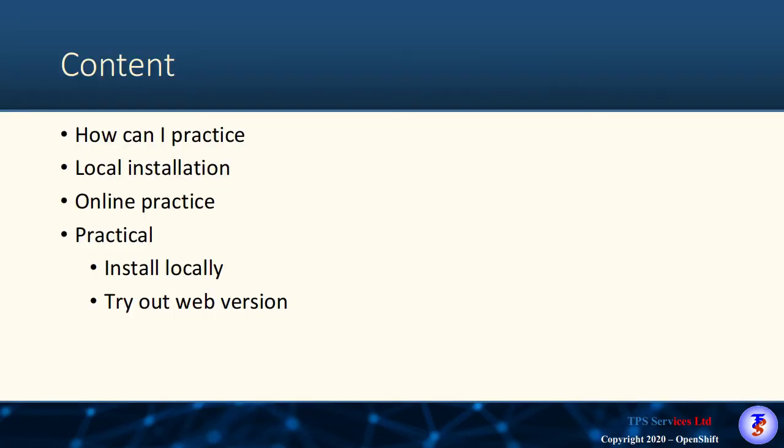In this module, we will show you two ways in which you can practice using OpenShift version 4. We'll look at the installation of your own local playground on your home computer or laptop, and we'll also look at how you can practice using online live resources.